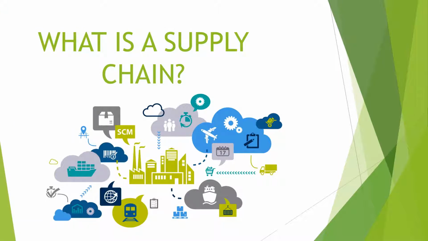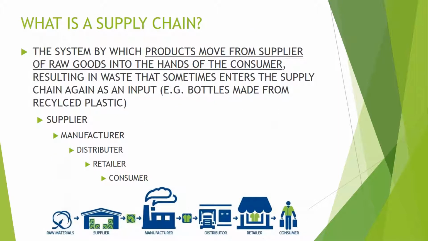The first thing I believe we should cover is what is a supply chain? Many of you may know what it is, but then again, some of you may not. So let's just go over some of the basics. In short, a supply chain is the system by which products move from supplier into the hands of the consumer. Sometimes there's waste that ends up coming back into the system as an input, but basically it's just the system that moves products from the beginning to the end, from raw to finished.